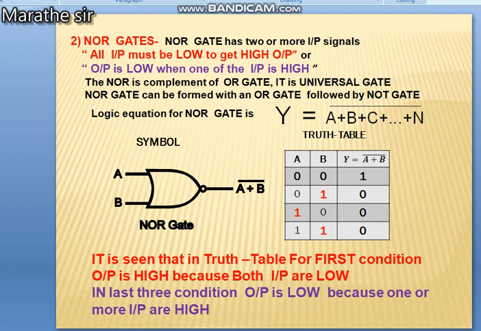Because both inputs are low, or both inputs are 0. In the last three conditions, the output is low because one or more inputs are high. See here, when one or more inputs are high, then we are getting output 0. When all inputs are 0, then we are getting high output. So that is a NOR gate.